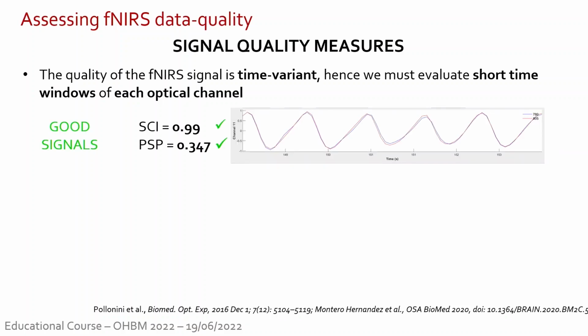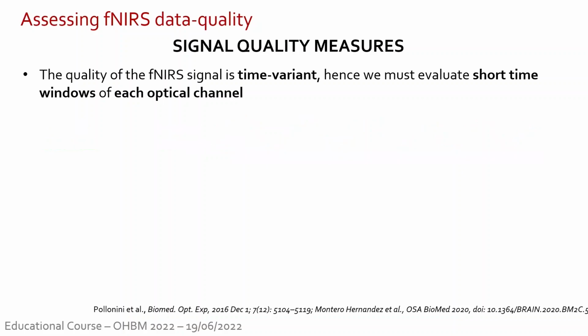The thing is that the quality of the signal is time variant, so we cannot only use, for example, the first few seconds or average out the whole recording to understand whether we are working with a good or a bad channel. So Luca came up with this idea of calculating windows of 3 to 5 seconds of the whole recording and redoing this calculation of SCI and PSP for every single window, to understand which bits of the channel are good or bad.